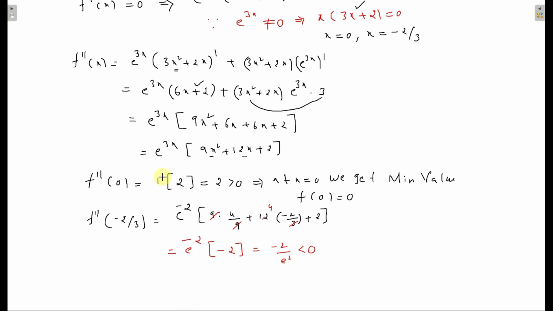So in this case at x = -2/3, I will get a maximum value, and that is given by f of -2/3. The value of f of -2/3: x² into e^(3x), x² means 4/9, e^(3x) is e^(-2). So this is the procedure to find the local maximum value and local minimum value. Here we have a local maximum, and here also a local minimum.